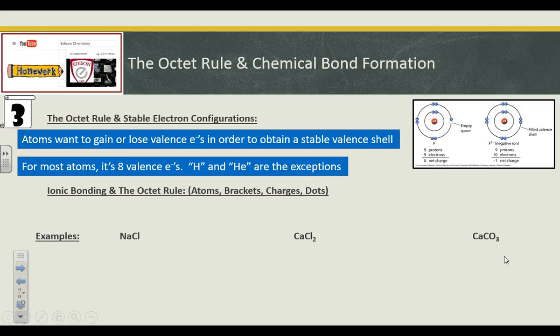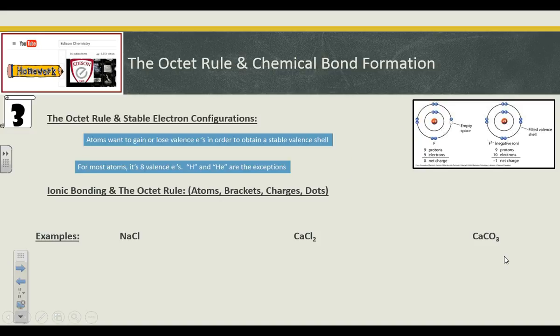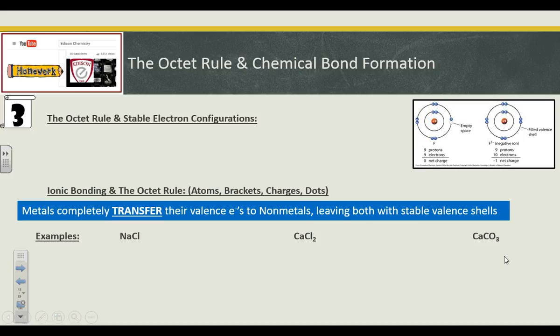Ionic bonding in the octet rule. So atoms, brackets, charges, and dots. What does this even mean? Well, it's simple. Metals completely transfer their valence electrons to nonmetals, leaving both with stable valence shells. Atoms, brackets, charges, and dots are about to show up in these pictures, and I'm going to explain what they mean soon enough.